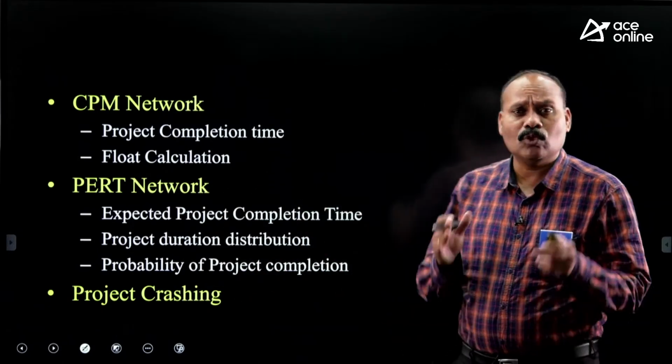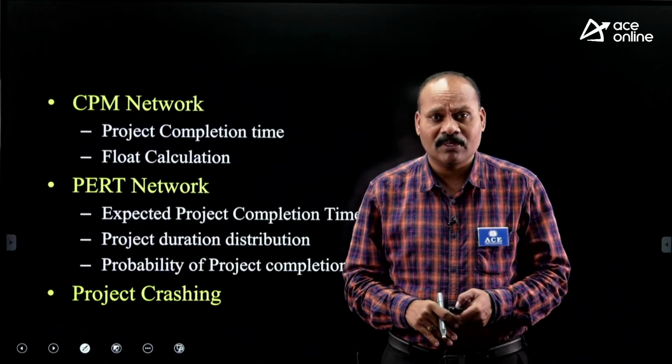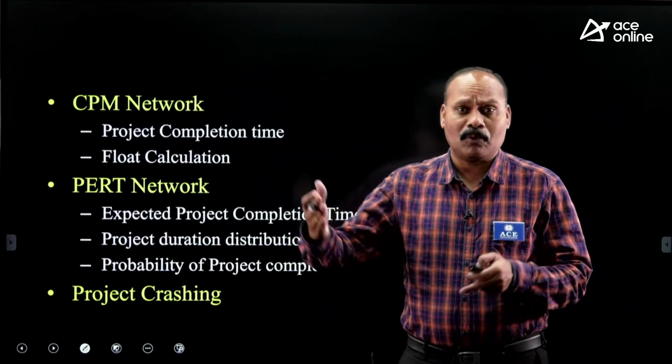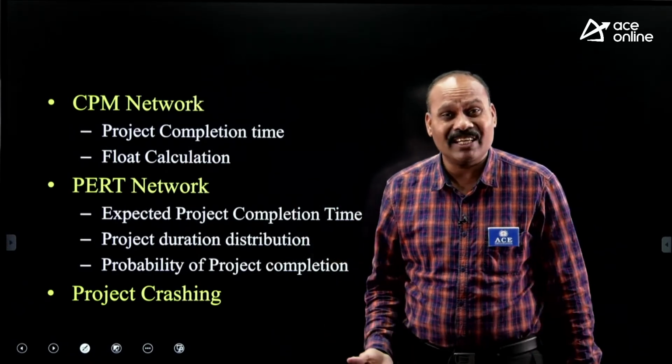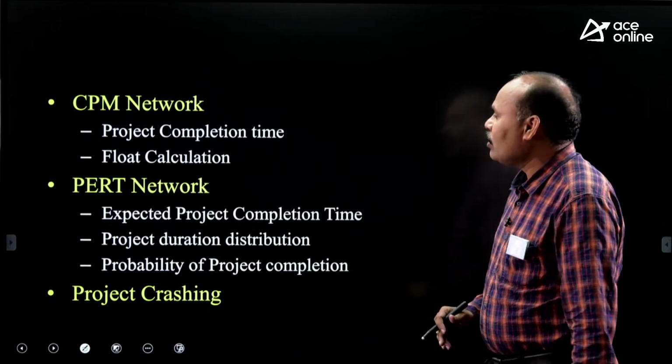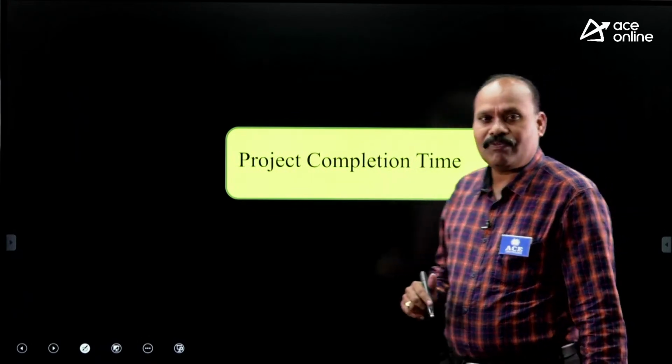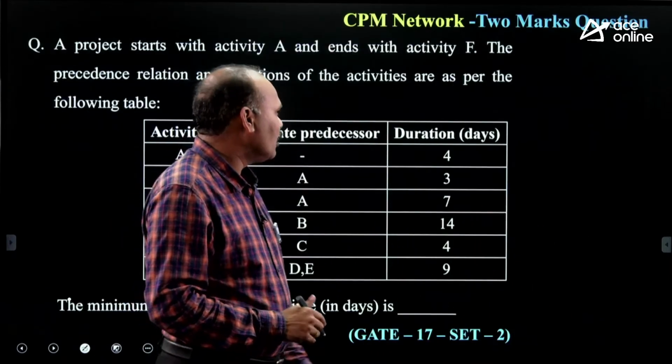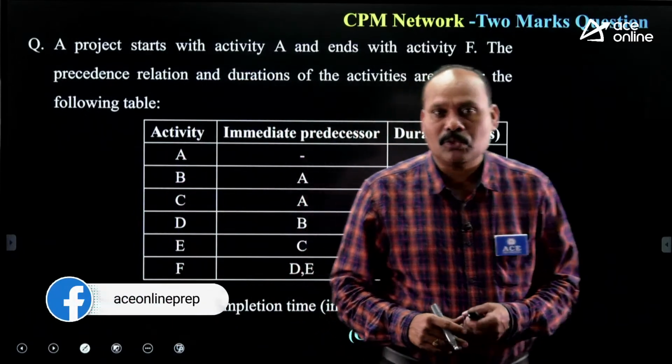Anyways, I'll give one numerical. So let us have some numericals from previous question papers, and see how we can approach and answer them easily. Let me explain one by one. Just let us have the first heading, project completion time related to CPM network. So just I am taking one GATE question.